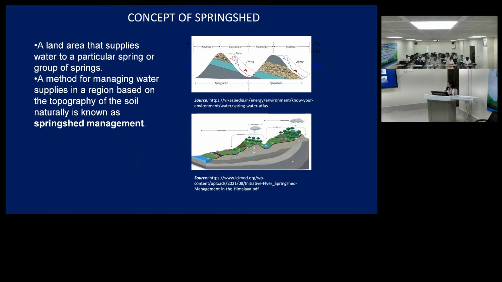So we have already understood the concept of Springshed, right? What is a Springshed? The difference between Springshed and watershed. Just to recap or brush up our knowledge, a Springshed is an area of land which supplies water to a particular spring. That is called a Springshed.